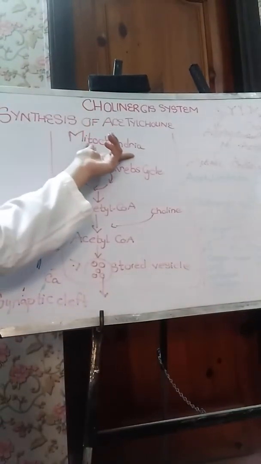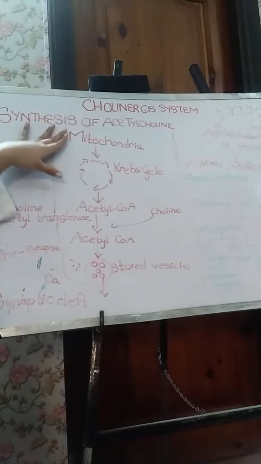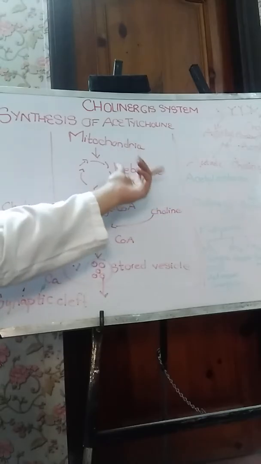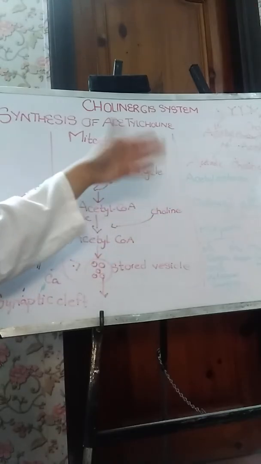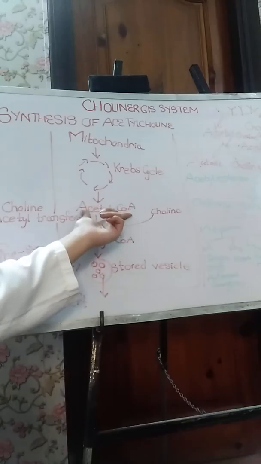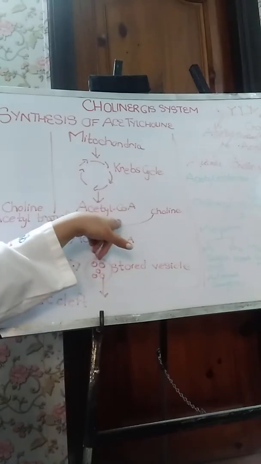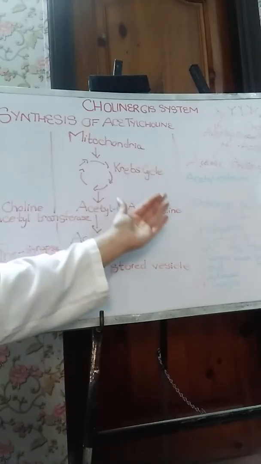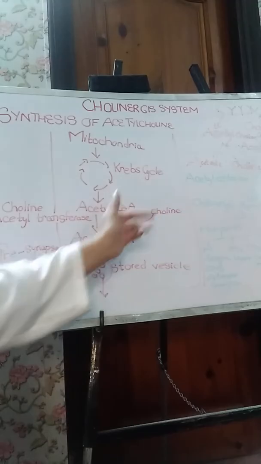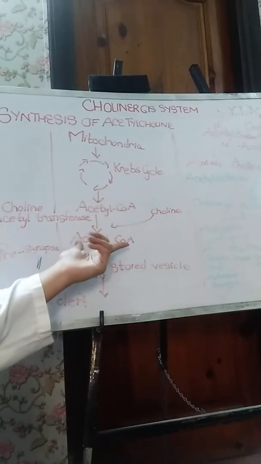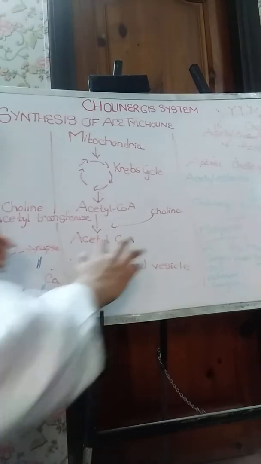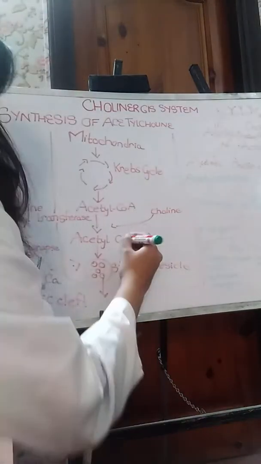First step, number 1. In the mitochondria, as we have studied in our second year biochemistry, you have a process called the Krebs cycle. In the Krebs cycle, you have the formation of acetyl coenzyme A. That acetyl coenzyme A will bind with choline that comes from outside the cell, from the extracellular fluid, and form acetylcholine. When acetylcholine is produced, it is basically acetylcholine.